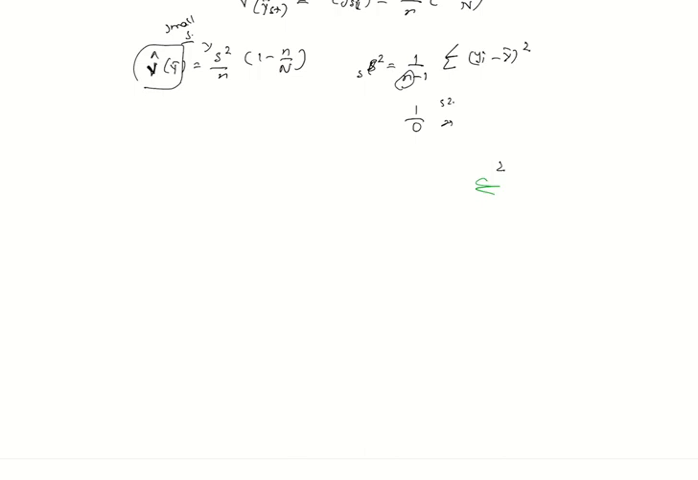So we know that we cannot estimate variance of sample mean if we have only one systematic sample.